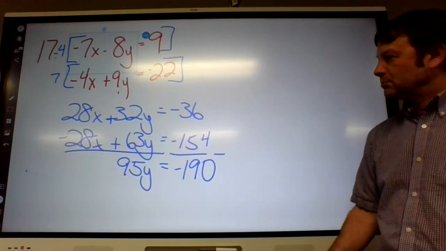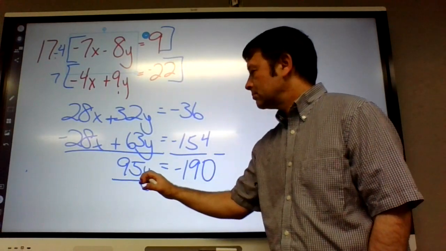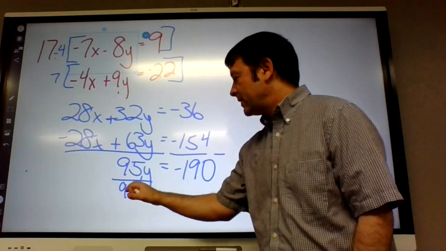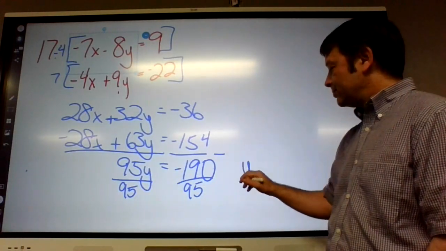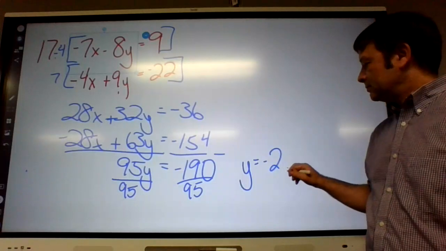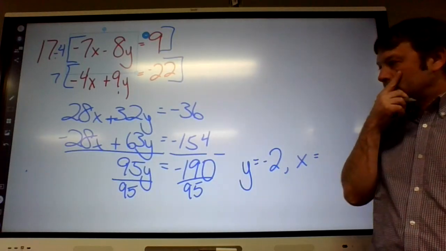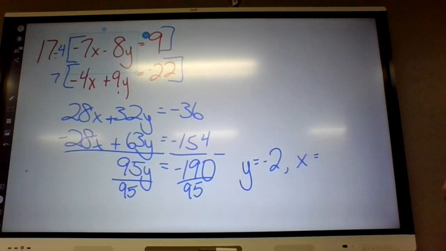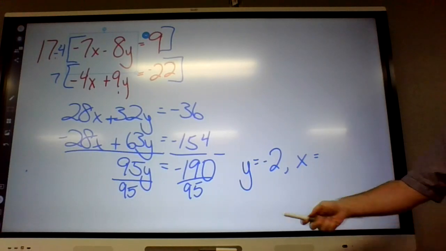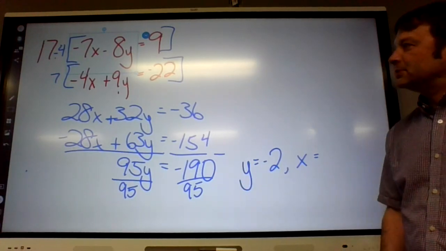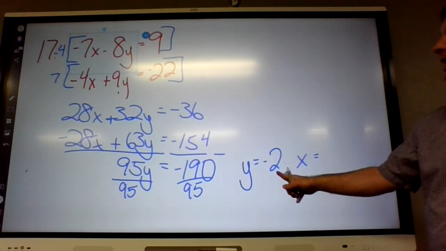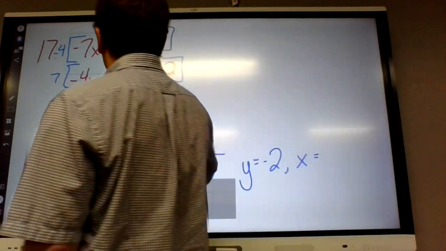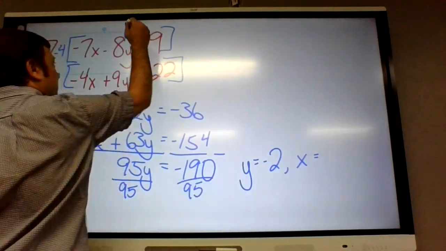Negative 190 divided by 95. Guess how many times? Negative 2. y equals negative 2. I don't know how to do that in my head. Well, 95 is almost 100, so 190 is almost 200. You can kind of guess, even if you don't know. Okay, y is negative 2. I'm going to put that right here.